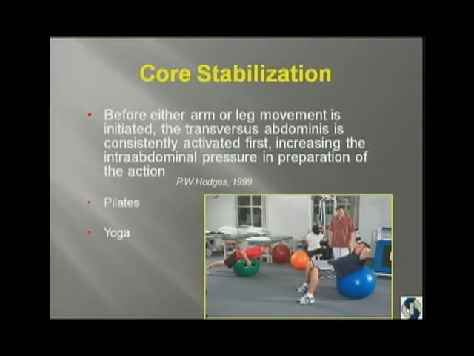Core stabilization is very important. Paul Hodges, a physiotherapist in Australia, has shown us that the first muscle to fire is the transversus abdominis before your arm or leg moves. That increases the intra-abdominal pressure to start getting you ready for the movement of your arm or leg. So we do a lot of core stabilization work.